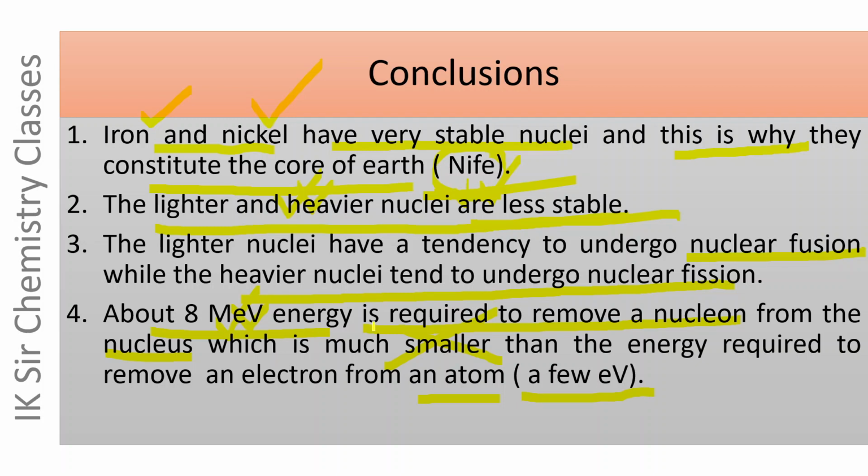About 8 mega electron volt energy is required to remove a nucleon from the nucleus, which is much greater than the energy required to remove an electron from an atom. A few electron volt energy is required to remove an electron from an atom, while 8 mega electron volt energy is required to remove a nucleon from the nucleus. It means the binding energy of a nucleon is much greater than the binding energy of an electron. Let us illustrate it with the help of a diagram.